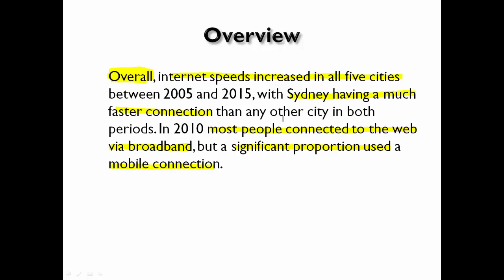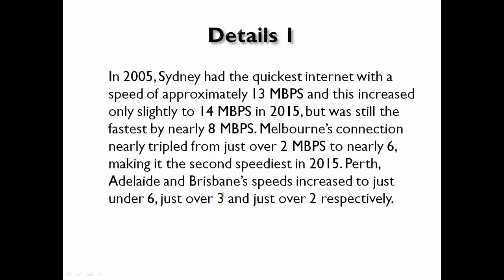So details, number 1, so this is going to be about the bar charts. In 2005, Sydney had the quickest internet with a speed of approximately 13 megabytes per second, and this increased only slightly to 14 megabytes per second in 2015, but was still the fastest by nearly 8 megabytes per second. Melbourne's connection nearly tripled from just over 2 megabytes per second to nearly 6, making it the second speediest in 2015. Perth, Adelaide and Brisbane's speeds increased to just under 6, just over 3 and just over 2 respectively.